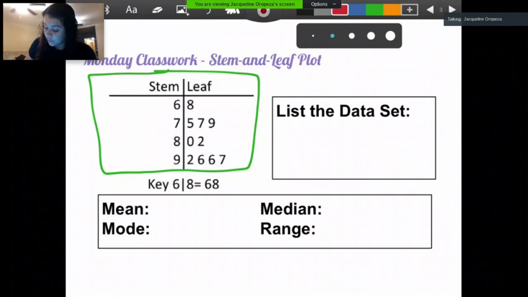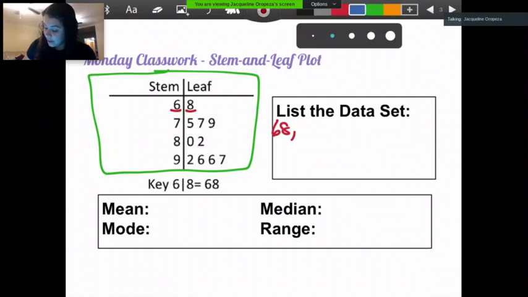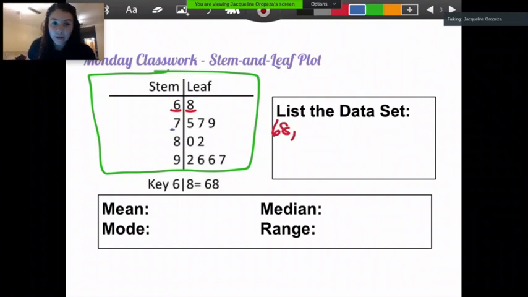We start with the first number underneath the stem. Then we start with the first number underneath the leaf. We put those two numbers together and that gives us 68. Then we move on to the second number underneath stem, which is 7, and we start with the first number underneath leaf, which is 5. So our next number is 75.